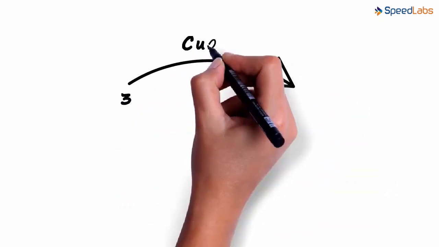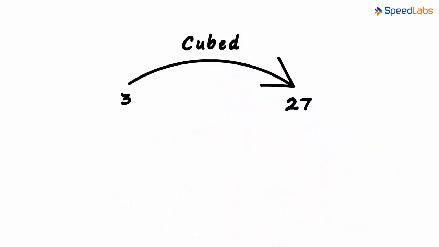By now, all of us know how to find the cube of a number. So 3 when cubed gives us 27. It means 3 multiplied by 3 multiplied by 3 equals 27.